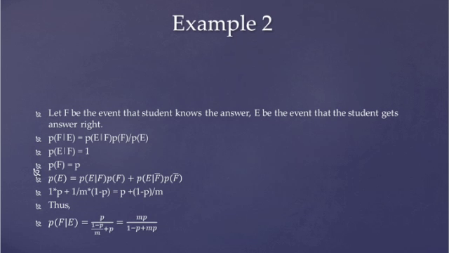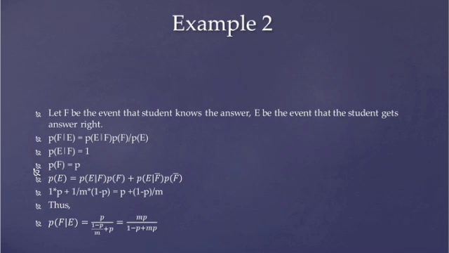Let F be the event the student knows the answer, and E be the event the student gets the correct answer. So the probability of F given E is equal to the probability of E given F times the probability of F divided by the probability of E. We know from the question that the probability of E given F is equal to 1, while the probability of F is equal to p. So by Bayes' theorem, we know that the probability of E is equal to the probability of E given F times the probability of F plus the probability of E given not F times the probability of not F.